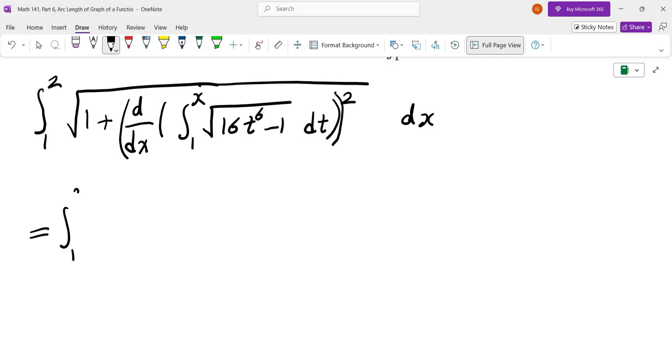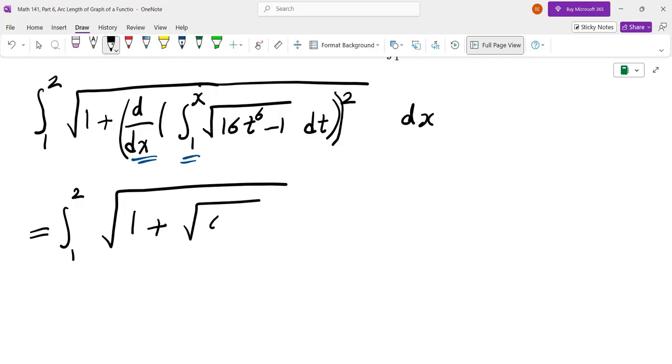So that's the integral from 1 to 2 of the square root of 1 plus... When you differentiate an integral, you get the integrand, which is root 16x to the 6 minus 1. And then there was a square here. So dx.